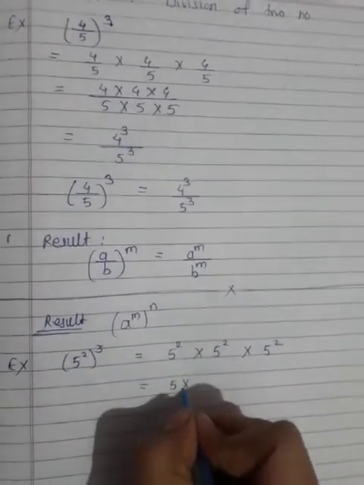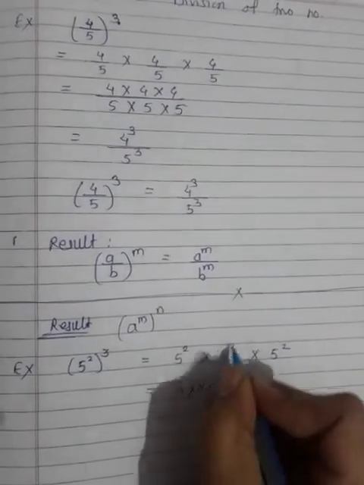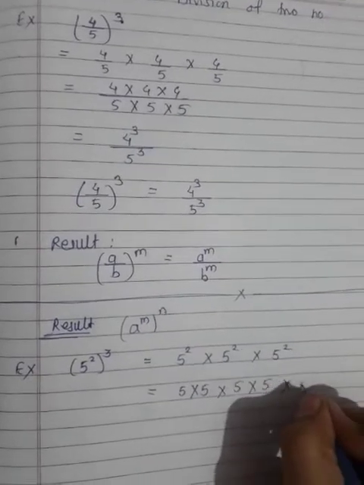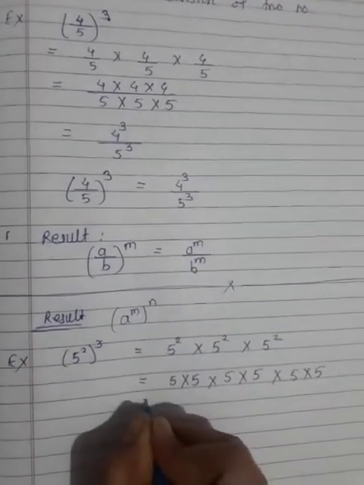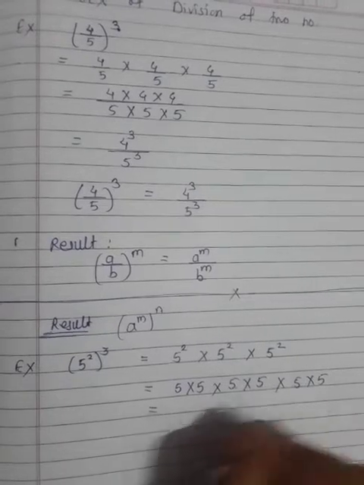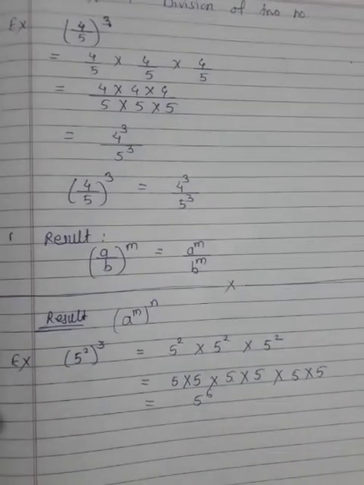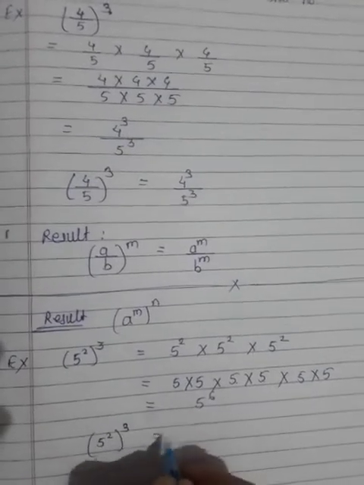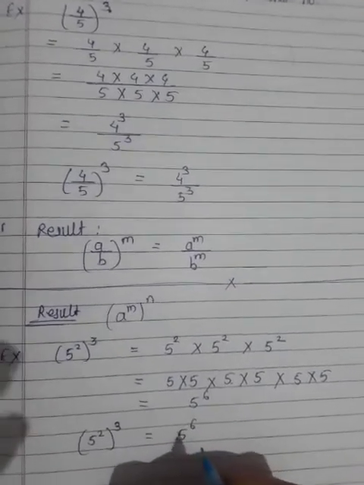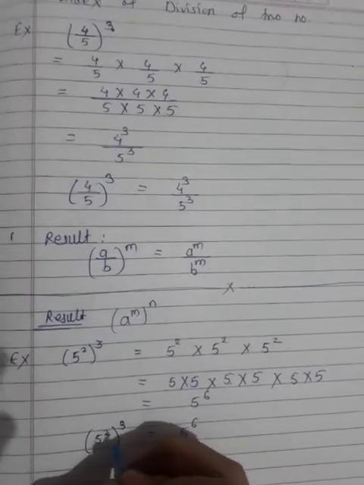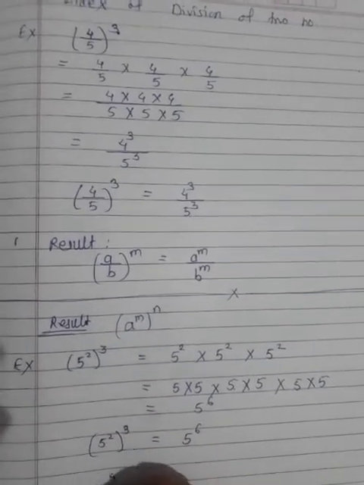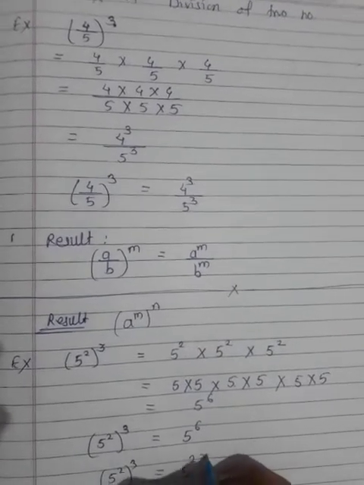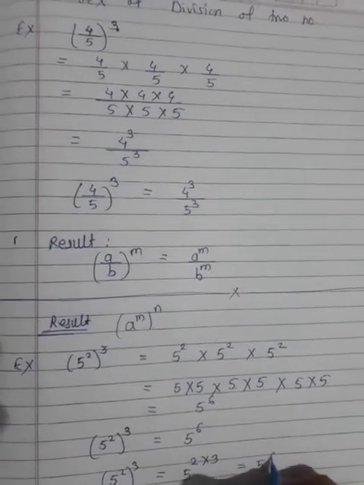Multiply 5 how many times? 2 times. So here 5 raised to 2 means multiply 5 two times. Here 5 square, multiply 5 two times. 1, 2, 3, 4, 5, 6 means 5 raised to 6. So here we got 5 raised to 2 raised to 3 means 5 raised to 6. 5 raised to 2 raised to 3 means 5 raised to 2 multiplied by 3, that is 5 raised to 6.